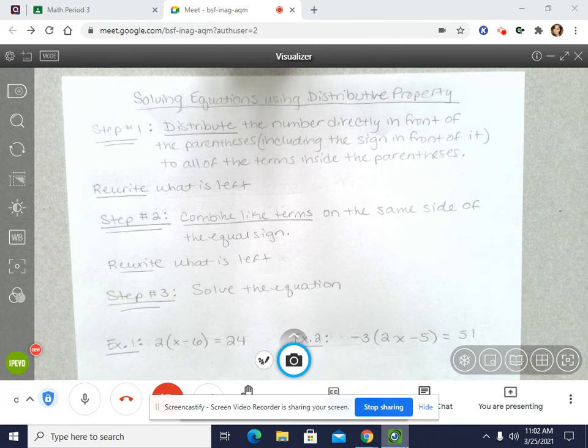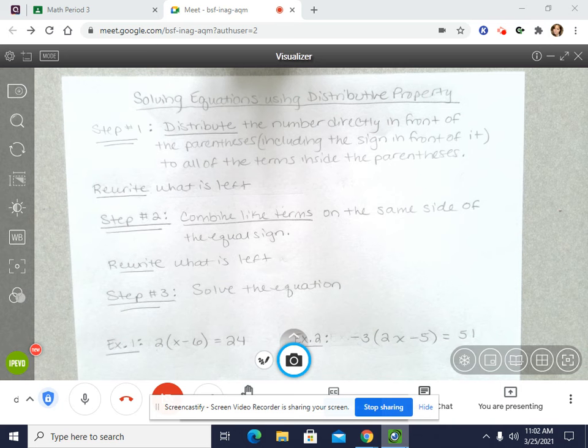Hi guys, today we're learning about solving equations using distributive property. So the steps we're going to use. All right guys, I'm going to give you a little bit of time in the end to copy this stuff down. So just pay attention for now. And then I'll put it back up here so that you can copy down the notes.